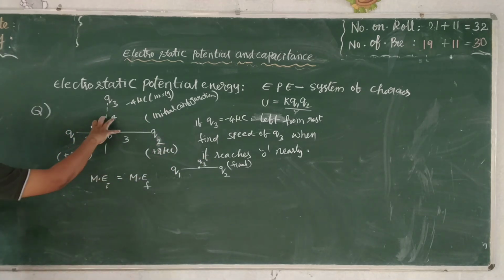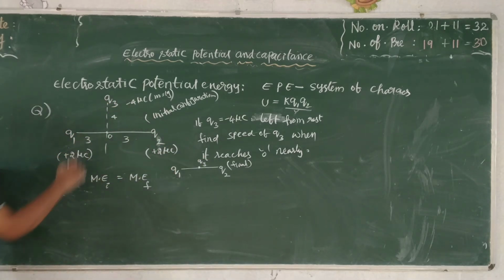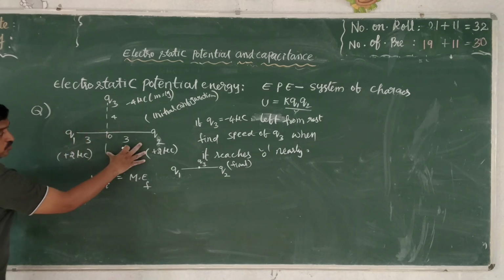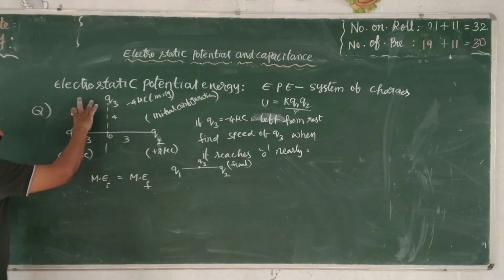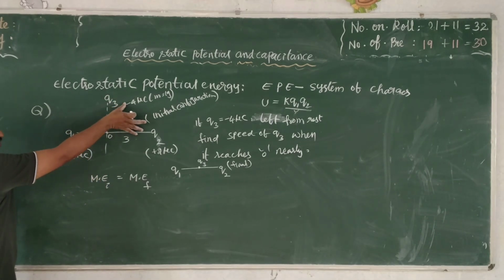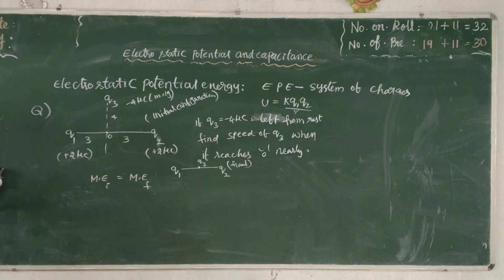In the initial position, all are at rest. So between these two, a potential is developed; between these two, a potential is developed; between these two, a potential is developed. But the kinetic energy is 0, because all are at rest. So I write here, in between these two, the potential developed.